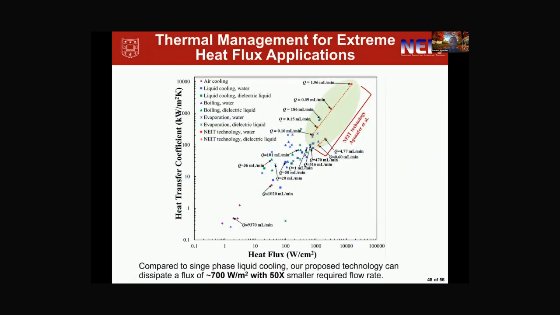And so finally, we also wanted to map out a regime plot of what we believe our technology can do. Once we scale down to the sub 10 micron length scale, we believe that we will be able to dissipate heat fluxes, for example, of 700 watts per square centimeter, with about 50 times smaller required flow rate compared to traditional single phase cooling methodologies.